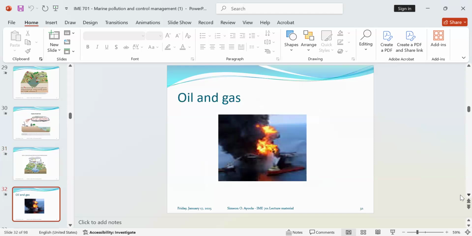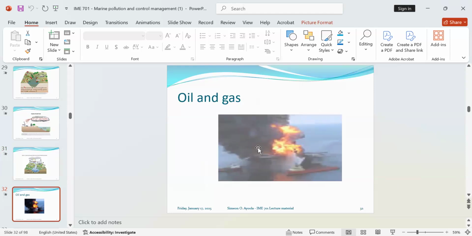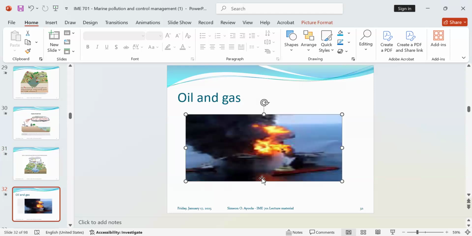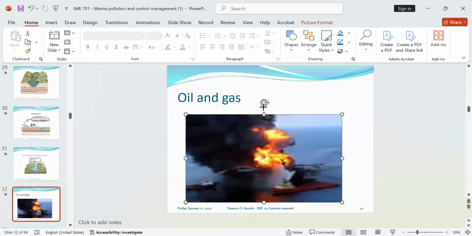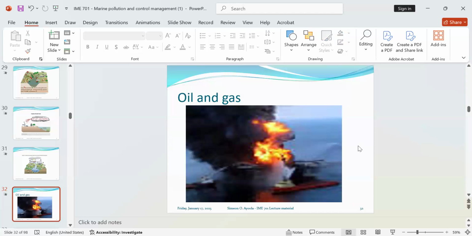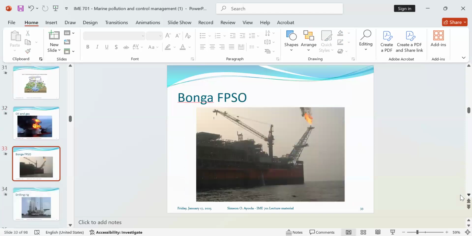Now here is oil and gas in the process of drilling. Look at the effects on the aquatic environment. Now, this is the Bonga FPSO. During the process of drilling, they also release carbon into the air, which also destroys the ozone layer.